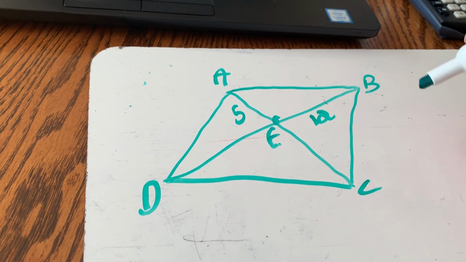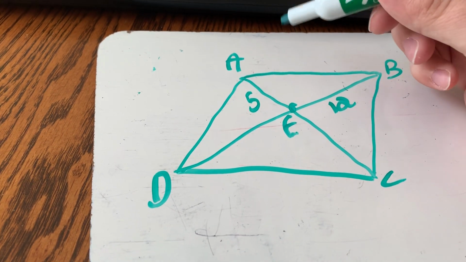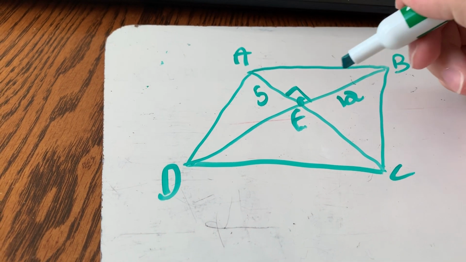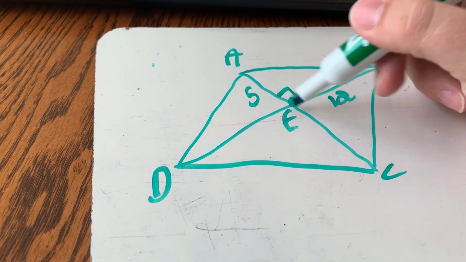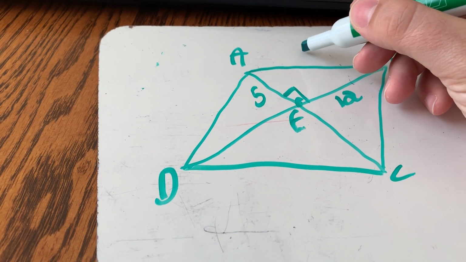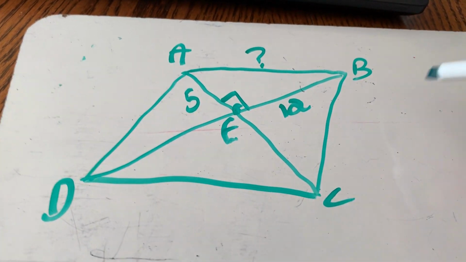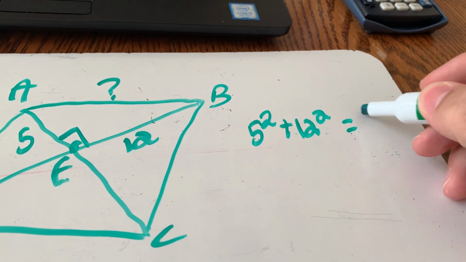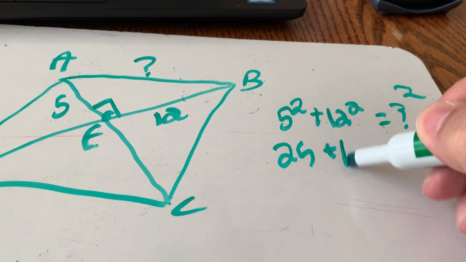Well, you're going to say, Coach Sharf, how can I solve this? The extra thing about the rhombus is, when the diagonals intersect, they form right angles. They're perpendicular. So I've got a triangle with a leg of 5 and a leg of 12. I'm looking for AB, which if you turn it, you can clearly see is my hypotenuse. So I can just use the Pythagorean formula: 5 squared plus 12 squared equals question mark squared, which is 25 plus 144.